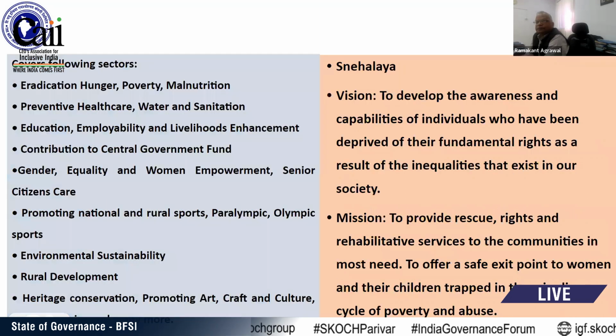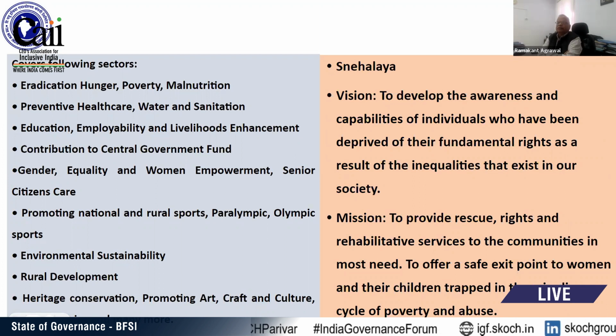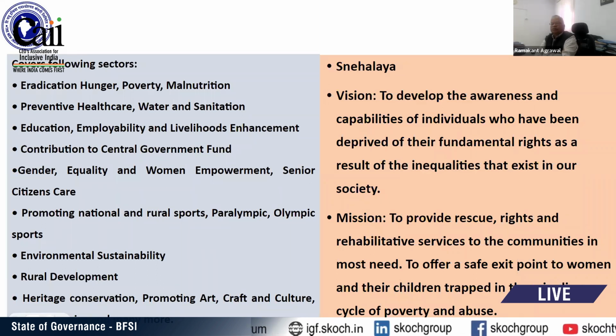Next, sir. The New India covers the following sectors: eradication of hunger, poverty, malnutrition, preventive healthcare, water and sanitation, education, employability, livelihood enhancement, contribution to central government funds, gender equality, women empowerment, senior citizens care, promoting national and rural sports, Paralympic and Olympic sports, environmental sustainability, rural development, heritage. These are our CSR aims where we can provide the assistance under the CSR.